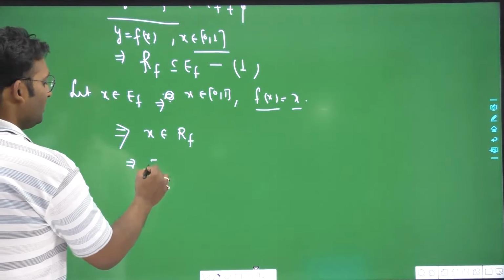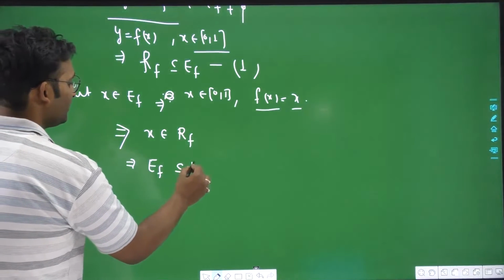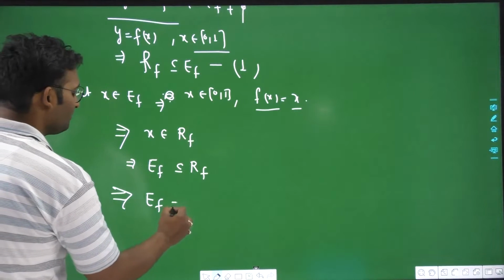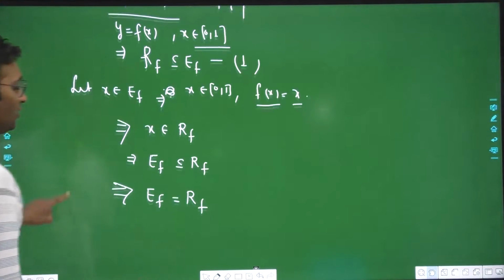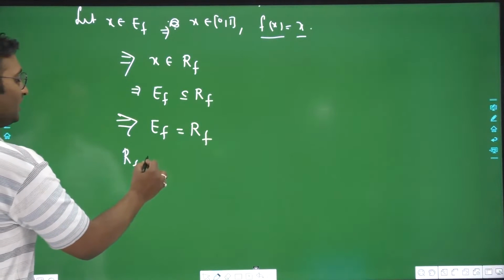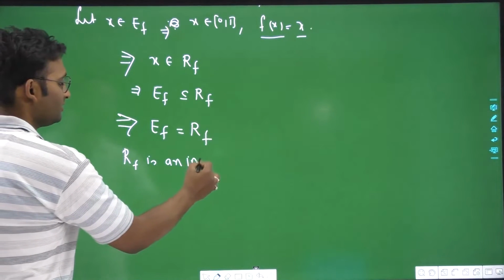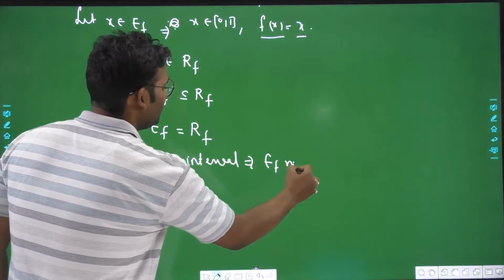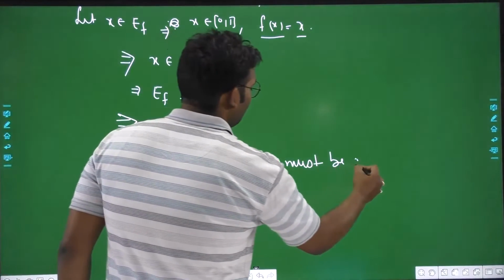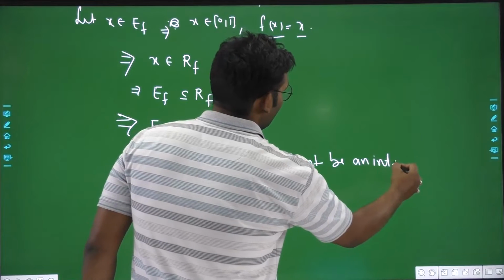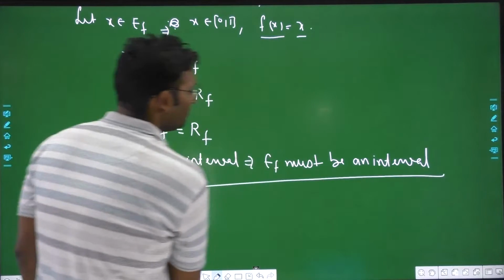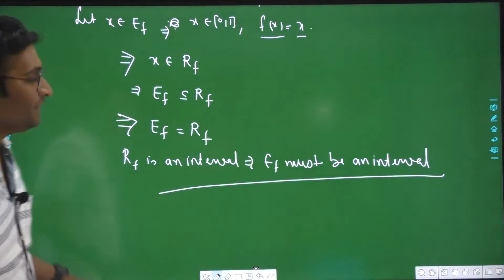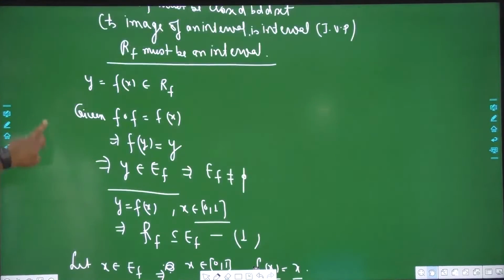It implies ef can be thought to be contained inside rf, and summarizingly I can write that e of f happens to be range of f. Now since range of f is an interval, it implies ef must be an interval. So I hope आपको आंसर मिला होगा इसका. So answer to this particular problem is ef is an interval. So वापस सुन लेते हैं इस चीज को.